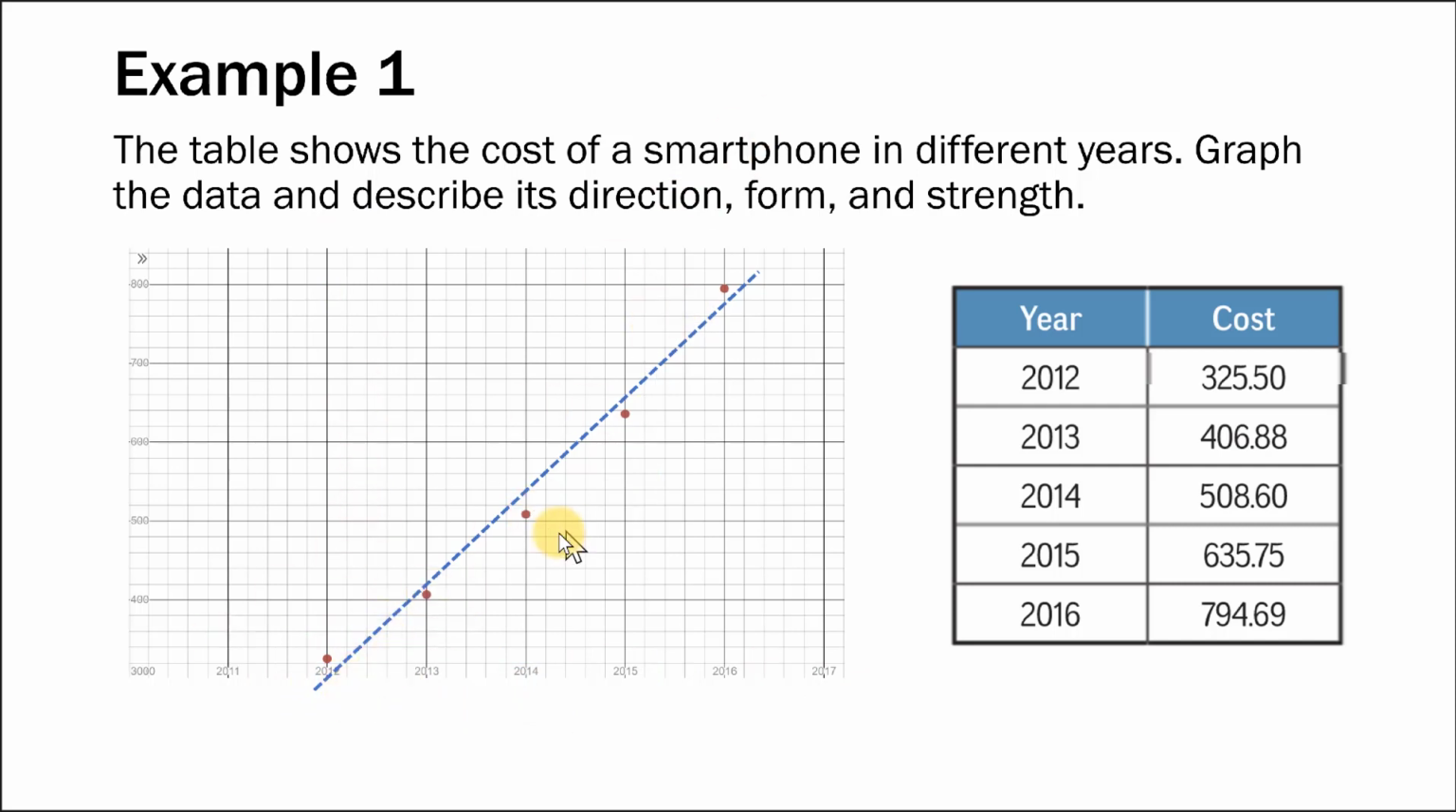So think of that as slope. I have this positive direction. The form we can see is linear. This is clearly just a line. And then our strength here, I would say this is pretty strong. We're not going to find an r value yet, but we will next slide. But I would say this is a strong correlation because of how close all of our data points are to this line right here. So if you were asked to describe this data set, I would say linear, positive, and strong correlation.